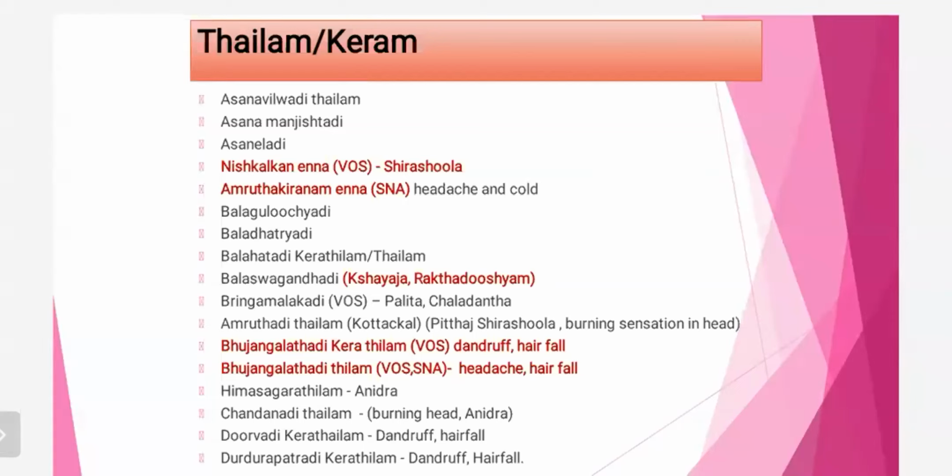I am just going through the names only. I think everyone will be familiar with the medicines. That is Asana Villadi Tailam, Asana Manjishtadi Tailam, then Asana Eladi Tailam, then Nishkalkanenna, the product of Vaidyaratnam Aushadhashala, which is especially mentioned for Shirashula. In Shirashula also, Shiro Abhyanga is important. And the Amrutagirana Menna, it is the product of SNA. It is also used for headache and cold.